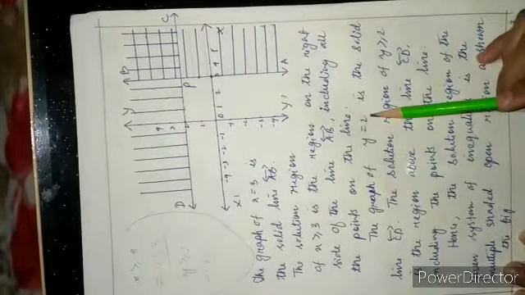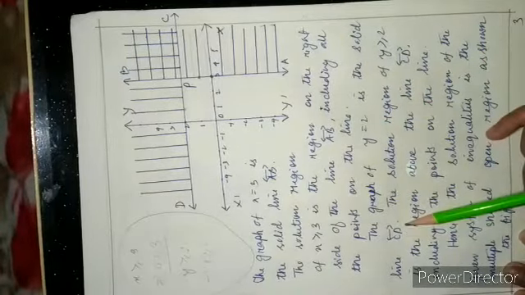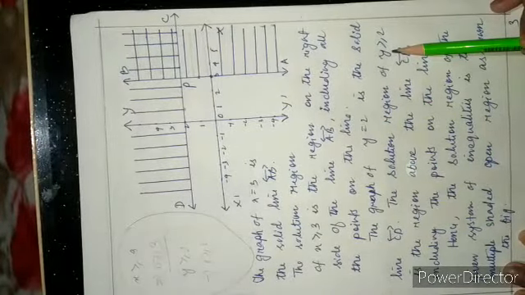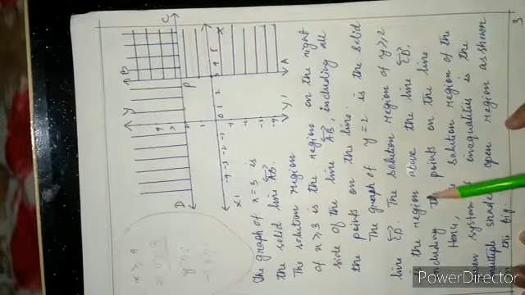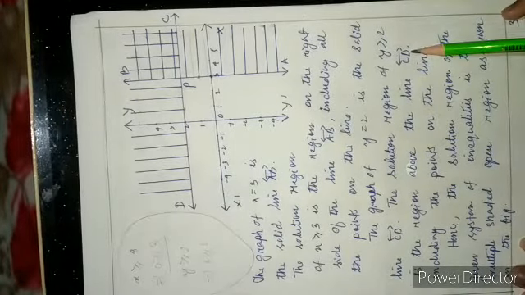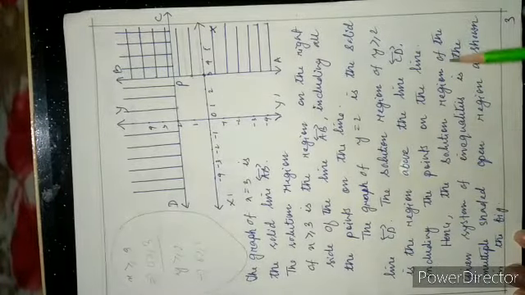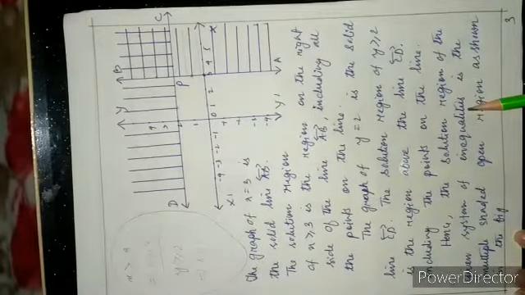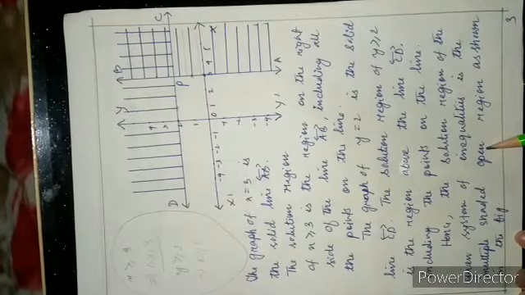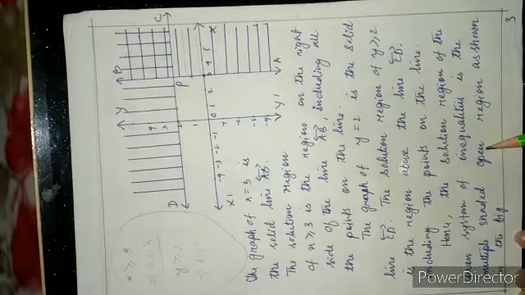The graph of y is equal to 2 is the solid line CD. The solution region of y greater than or equal to 2 is the region above the line CD, including all the points on the line. And hence the solution region of the given system of inequalities is the multiple set that is an open region as shown in the figure.